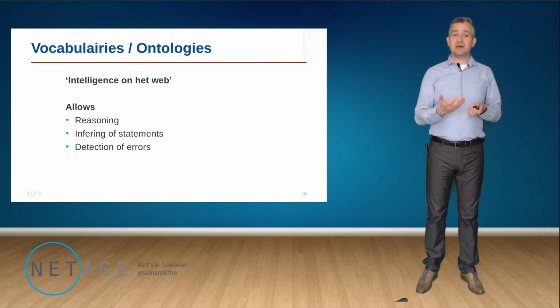Vocabularies and ontologies allow you to bring intelligence to the web. They allow for reasoning and inferring statements, and you can even do detection of errors with that. Although there is a new technology for that, data shapes, which you can use to validate some of the graph data models. So how does that work?